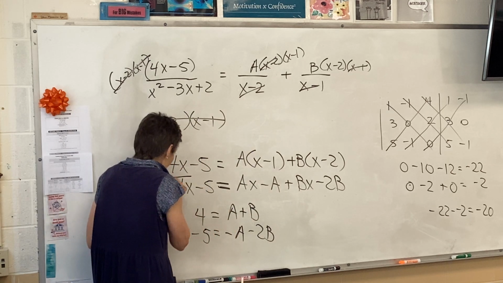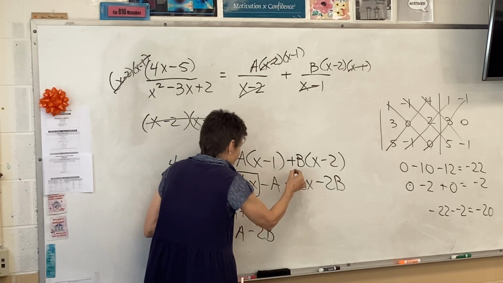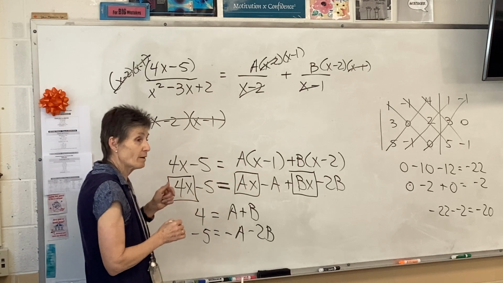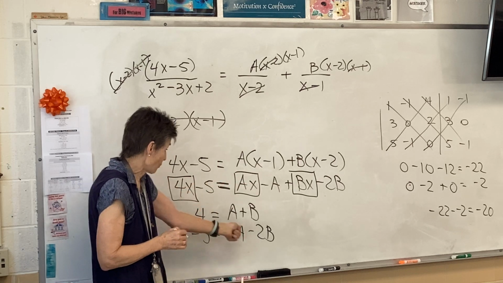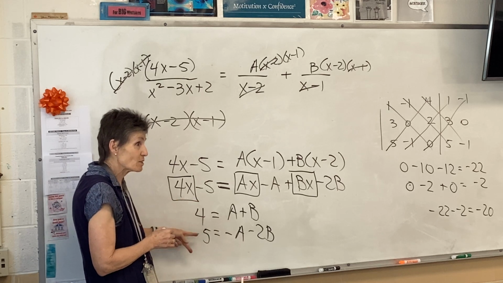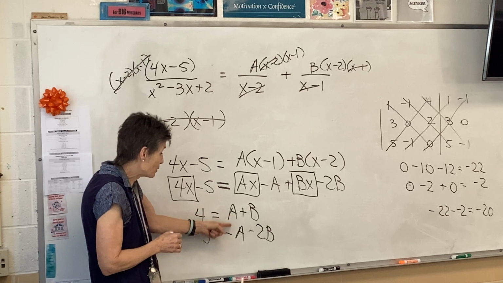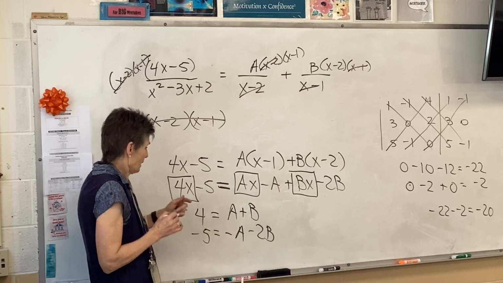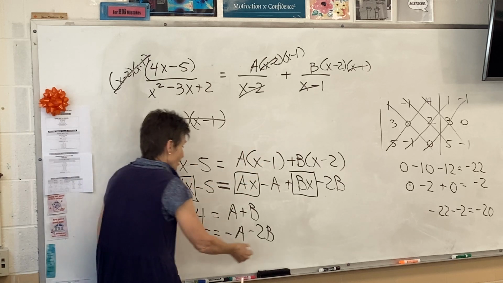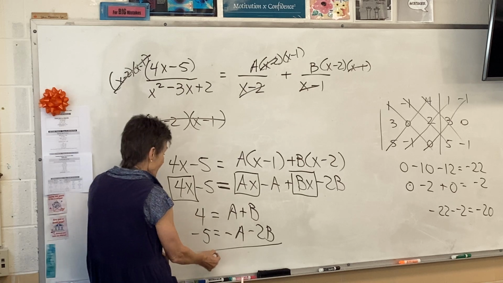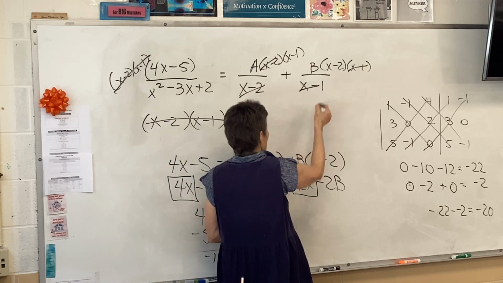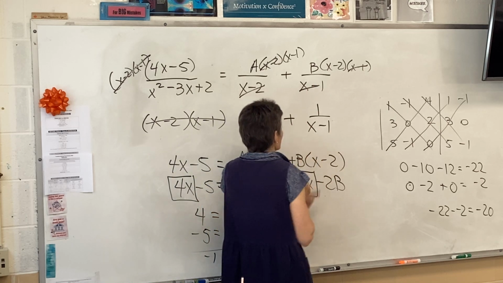So if you are an x part, left equals right. If you are a plain number part, left equals right. Everybody see it? Yeah. So now we've got a system of equations. And this one is set up beautifully for elimination. Now, could we substitute? Sure. But look at it. Oh my goodness, it's set up. Right here. So negative 1 equals negative B. So B equals 1.